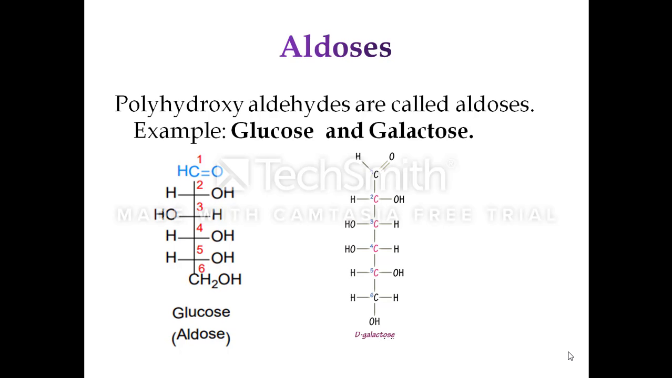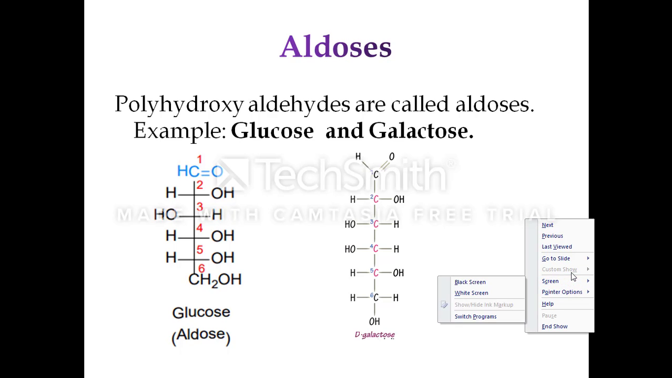Monosaccharides can be classified based on the functional group. Either they may have the aldehyde group or the ketone group. If they have the aldehyde group, such monosaccharides are called aldoses. So what are aldoses? Polyhydroxyaldehydes are called aldoses. Examples include glucose and galactose. Both glucose and galactose have the aldehyde as the functional group.